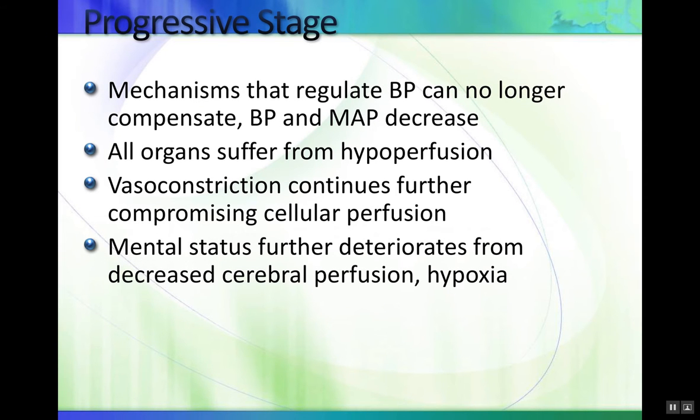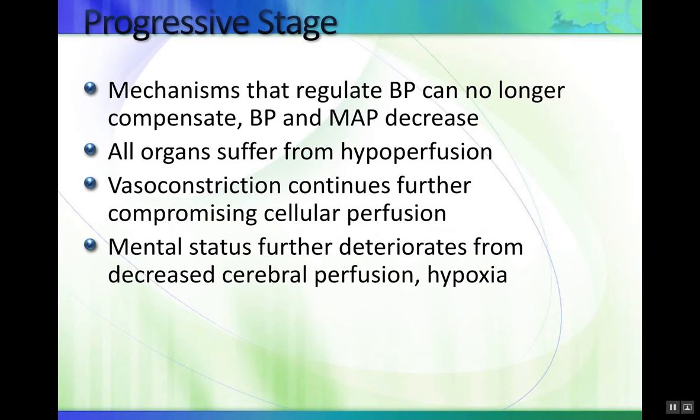So again, the mechanisms that regulate the blood pressure can no longer compensate. We start to see the blood pressure and the mean arterial pressure decrease. So the patient is hypotensive and they have a MAP that is less than 65. It's actually often even pretty low. So when we see the mean arterial pressure drop, we know that they're progressing to the progressive stage from the compensation stage.